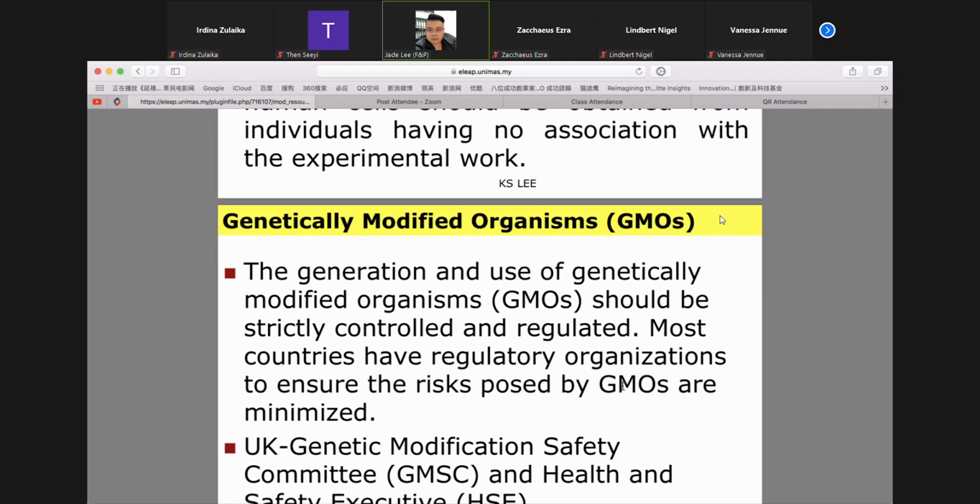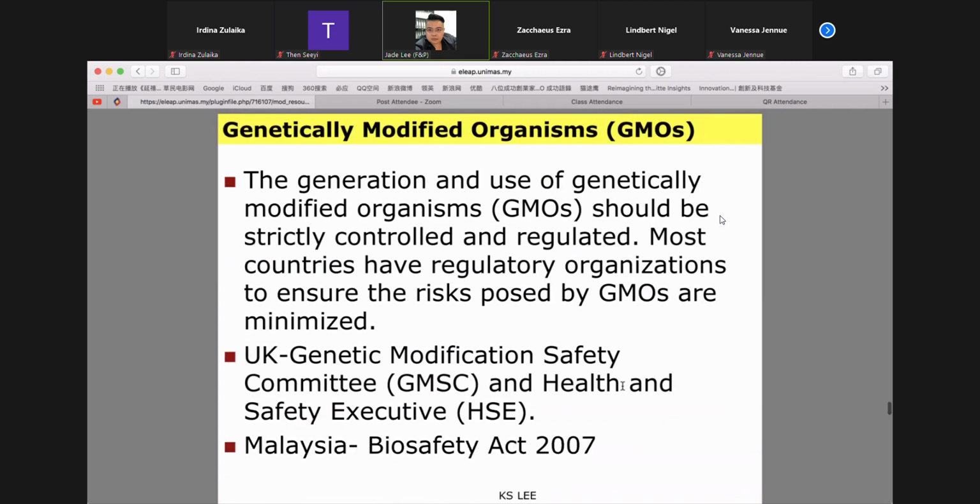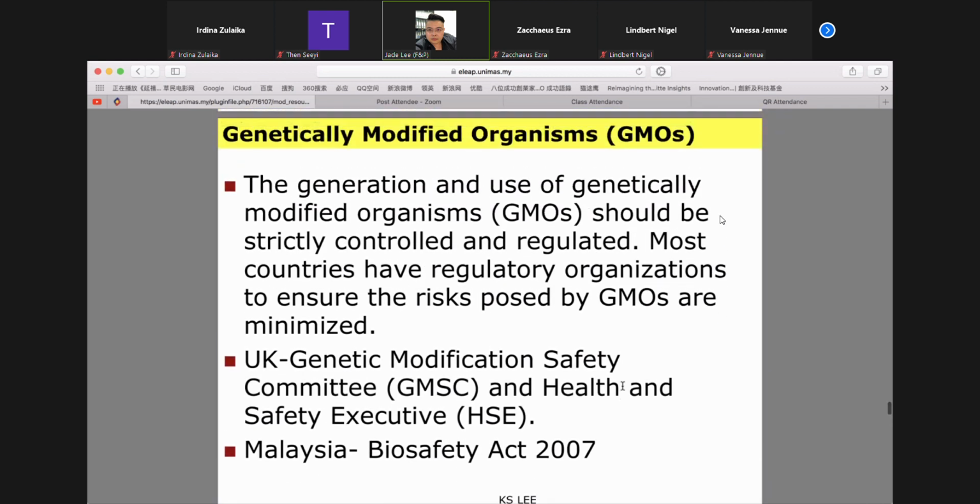And genetically modified organisms, you need to handle them properly and you need a license to perform this. For example, like me, I have a license from the Home Office in the UK and also from the Malaysia Ethics Committee for me to do genetic modification, because I made some genetic modifications of organisms. I cloned some animals, okay, under the Biosafety Act 2007 for Malaysia. So these are the licenses that you need to obtain before you can perform experiments for GMO.